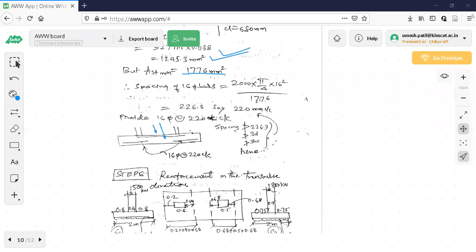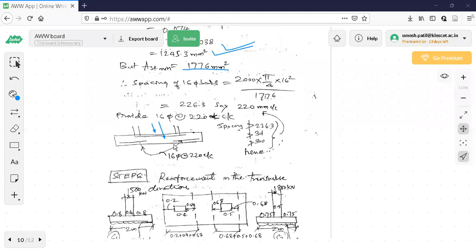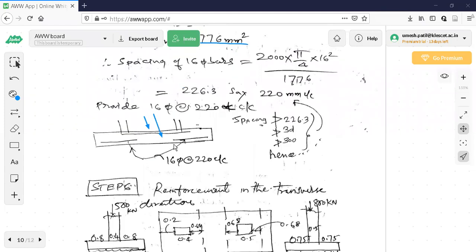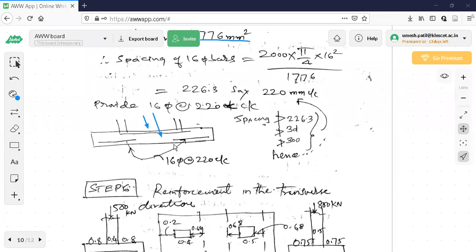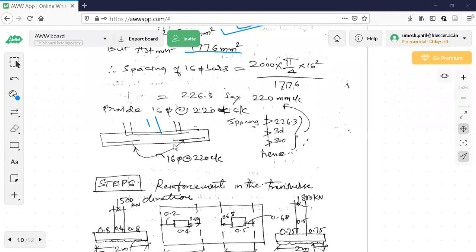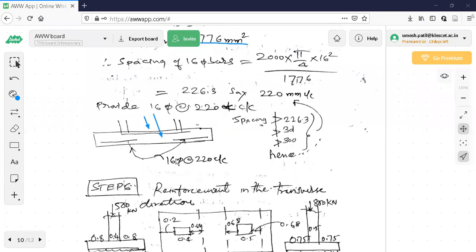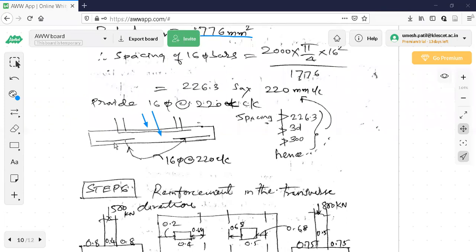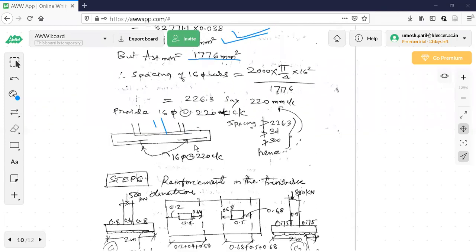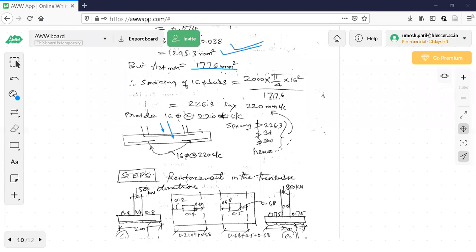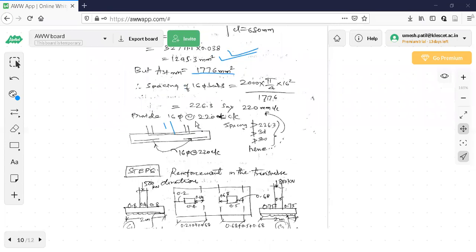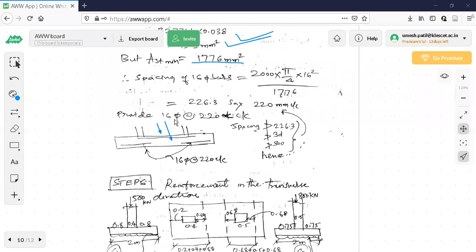So let us continue with step number 6. You can see step number 5 was the reinforcement to be provided along the length. Now I'll show you what step 6 is all about. Observe here. Am I audible to all of you?